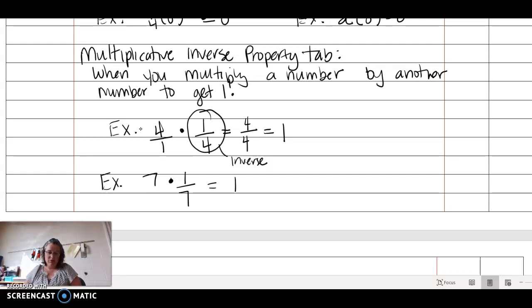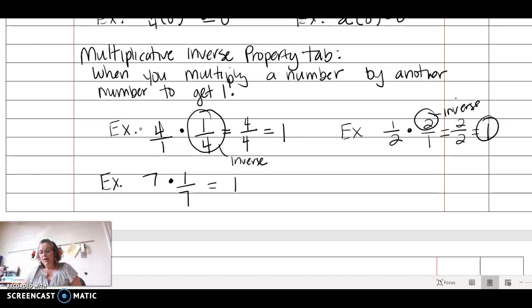Your inverse is 1/7. If I started with a fraction, let's say I started with 1/2, I would have to multiply that by its inverse. Well, the reciprocal is 2 over 1, which gives me 1 times 2 is 2, 2 times 1 is 2, which is 1. So your inverse happens to be 2, or 2 over 1. So all we're doing is really taking the reciprocal. I'll put the flip.